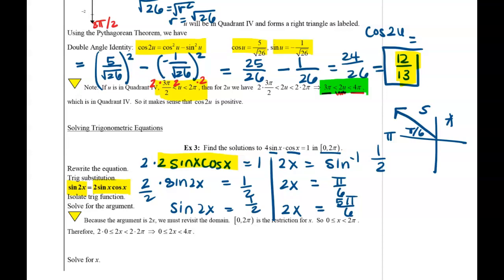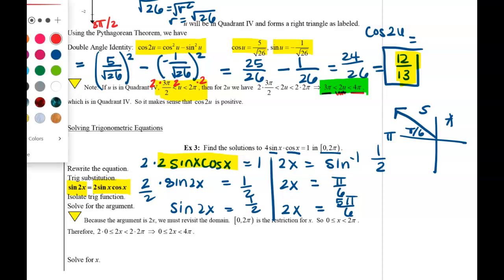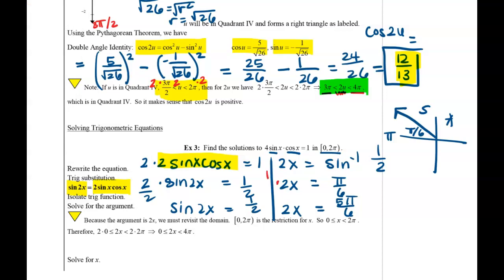But we're not solving for 2x, we're solving for x. So we're going to have to get rid of that 2 by multiplying by a half. So we'll multiply by a half, and then we'll multiply this side of the equation by a half. So now my two answers are x equals pi over 6 times a half, which is pi over 12, and x equals 5 pi over 6 times a half, which is 5 pi over 12. So those are my two solutions so far.